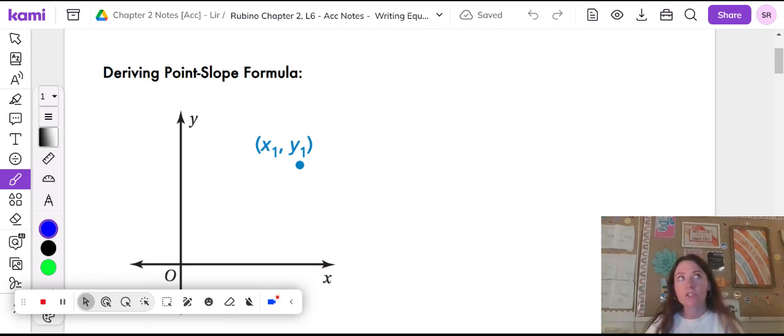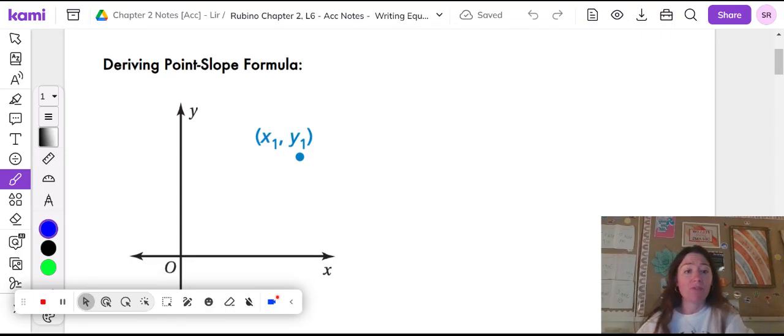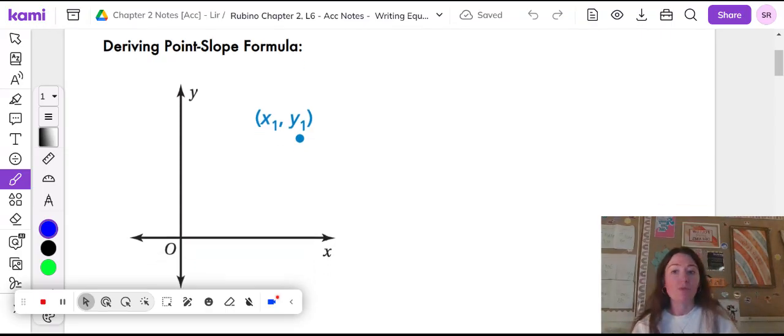Now, point slope form is not always required. I'm not asking you to memorize point slope form like I need you to memorize the other two, but I am teaching it just as another way of showing you how you can come up with an equation. Okay, so it's derived from the slope formula. Derived just means that it comes from the slope formula. That's how they came up with this other way of writing an equation called point slope form.